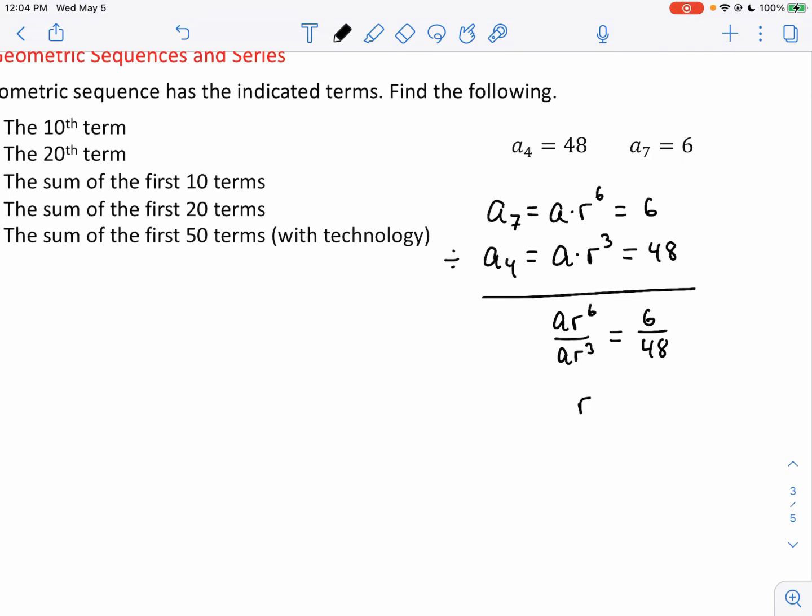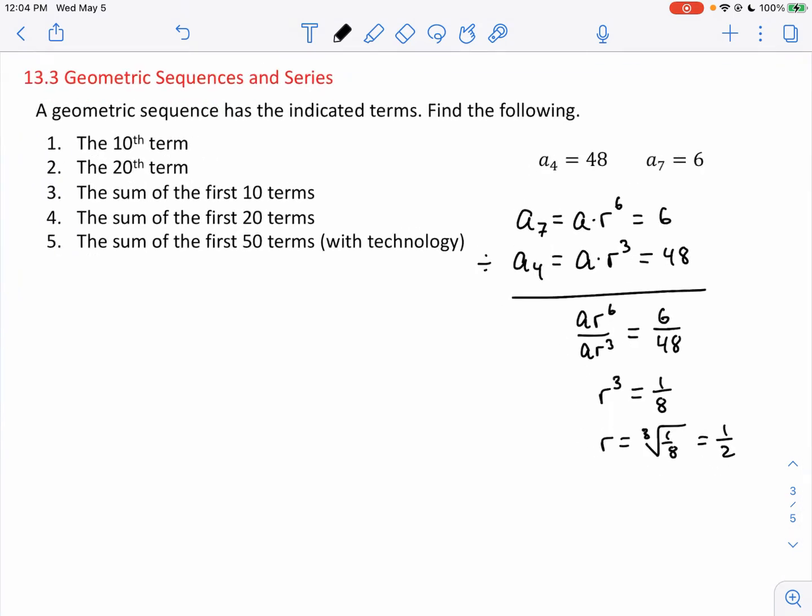R to the 6th over R cubed is just R cubed. And over here on the right side, we get 1/8. And this time we're doing a cube root. And when you do a cube root, you don't get plus or minus. So we just do the cube root of 1/8, and that's going to be 1/2. So our ratio was 1/2, which makes sense.